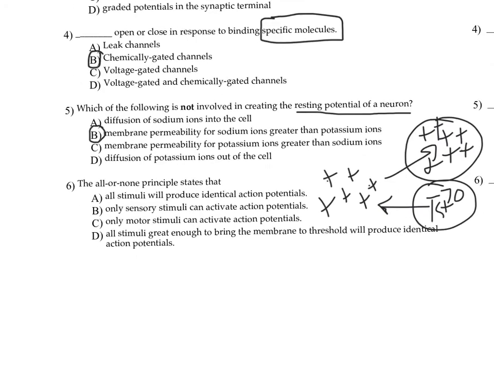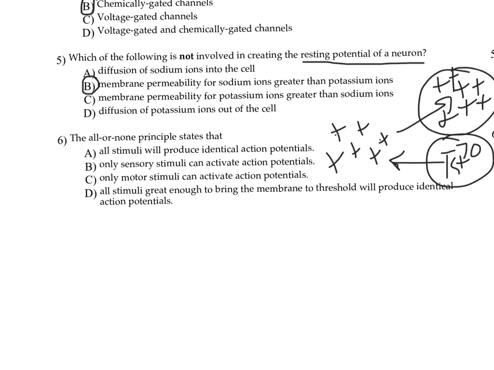And then the all or none principle states that all stimuli great enough to bring the membrane to threshold will produce identical action potentials. They all go up to positive 30. They can't go any higher than that because those sodium gates slam shut at positive 30. Okay? All right. Hope that helped.